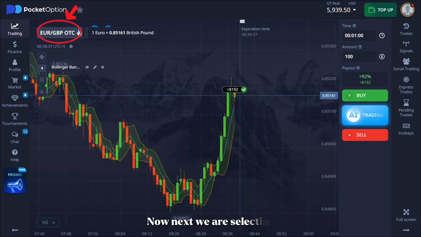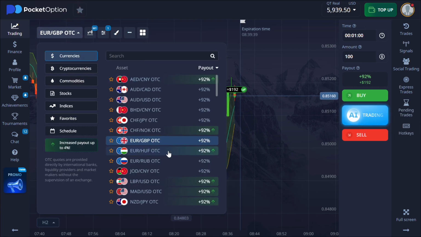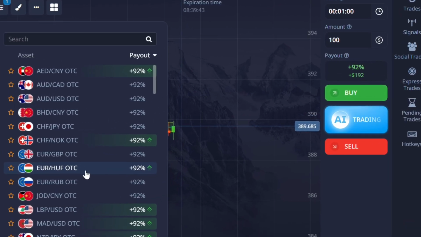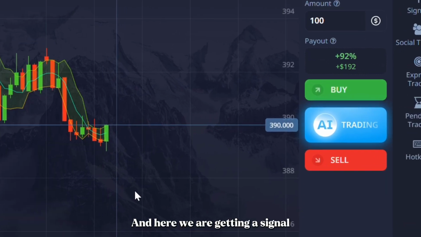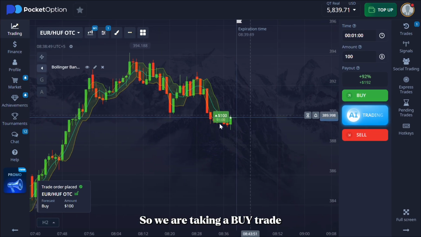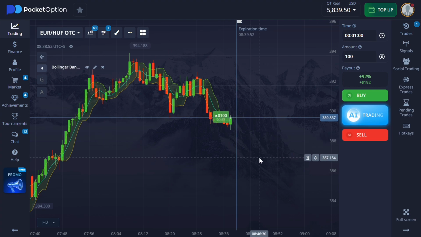Now next we are selecting the EUR HUF OTC market. And here we are getting a signal that the candle may go downward. So we are taking a buy trade. Let's see what result we get.